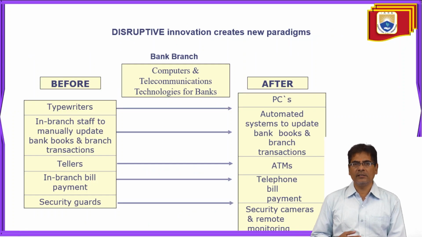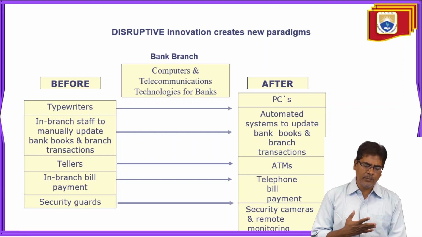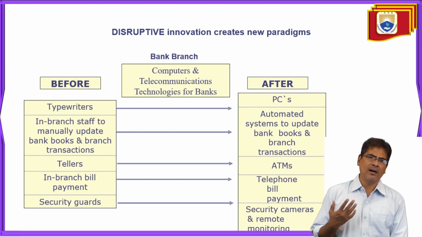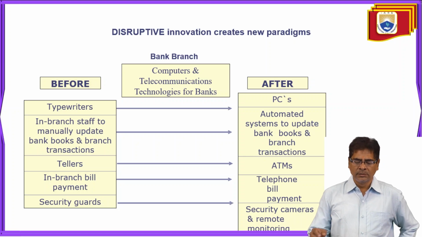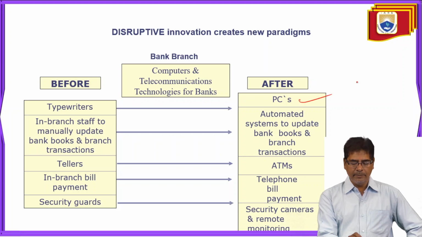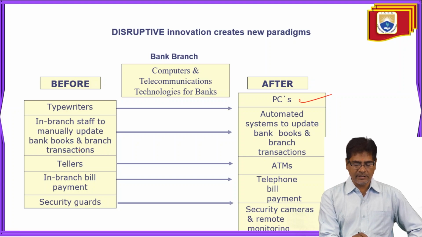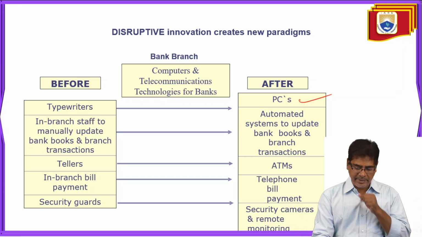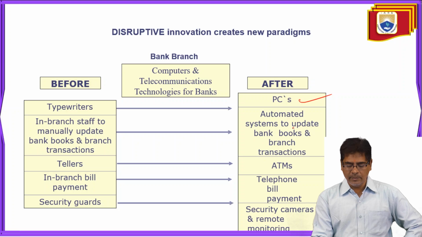And what are the importances of using these particular innovations? Before, earlier, and after, right? Earlier people had typewriters, now they have been converted into personal computers. Branch staff used to manually update bank books and branch transactions, so everything was done manually. Whereas now we have automated systems to update bank books and branch transactions.